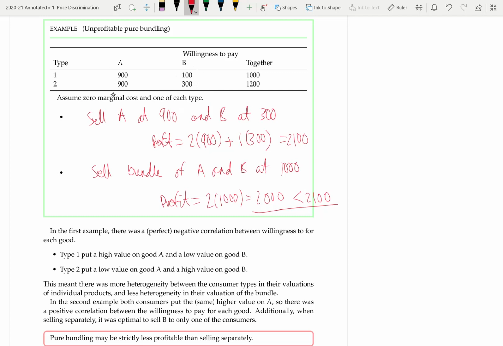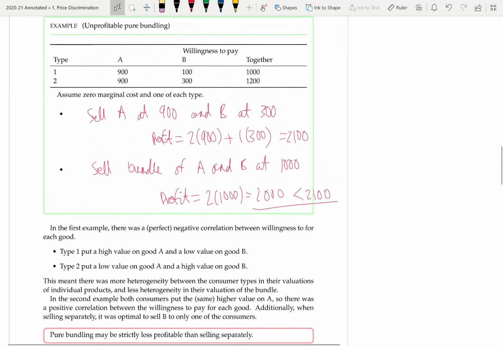The problem is that the valuation for A is more similar than the valuation for the bundle, so they're better off selling it separately. So the difference between the two examples is that in the first example there was a negative correlation between the willingness to pay for each good. Type 1 put a high value on one good, and type 2 put a high value on the other good. And so together their willingness to pay were quite similar. In this example, their total willingness to pay for the two goods is not more similar than their willingness to pay for the individual items. So pure bundling can be less profitable than selling separately.